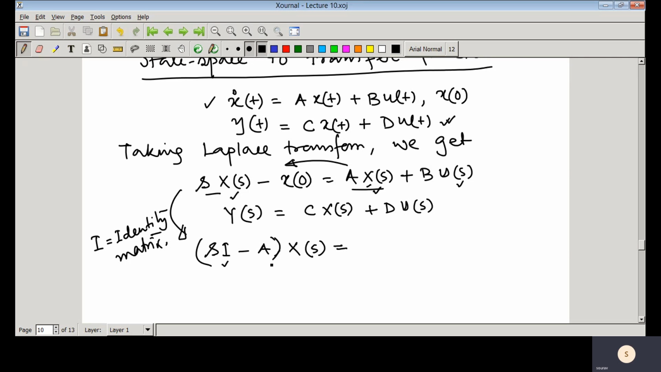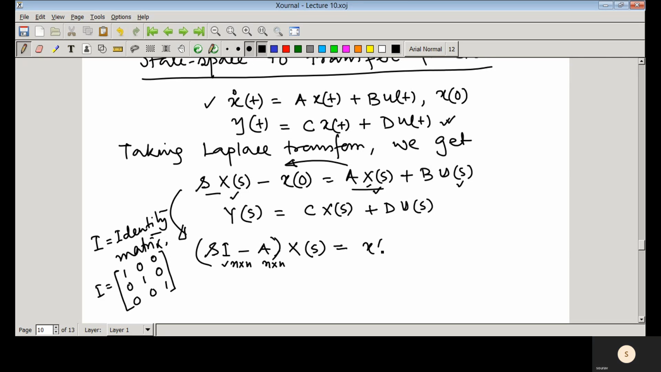So that means A is n cross 1. If A is n cross 1 matrix, I would be n cross n matrix. So I is that identity matrix, which means this is a 3 cross 3 identity matrix.